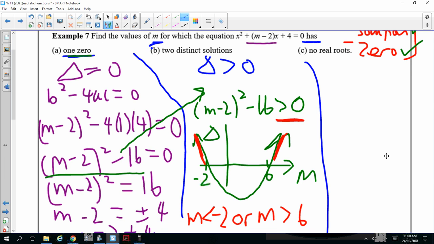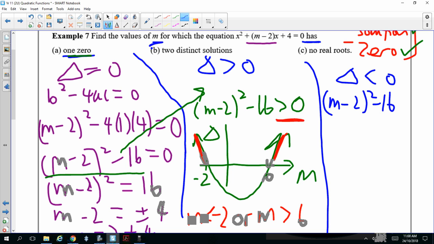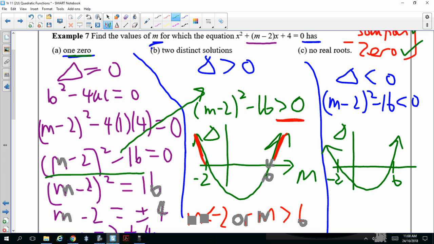Okay, last bit. No real roots. What's the discriminant going to be? Less than 0. But it's the same inequality, isn't it? Except it's less than. And it's also the same graph. I can just copy it. But this time we look at a different part of the graph. Which part do we look at? The bottom. So therefore, m has to be between 6 and -2. So it's very easy, isn't it?